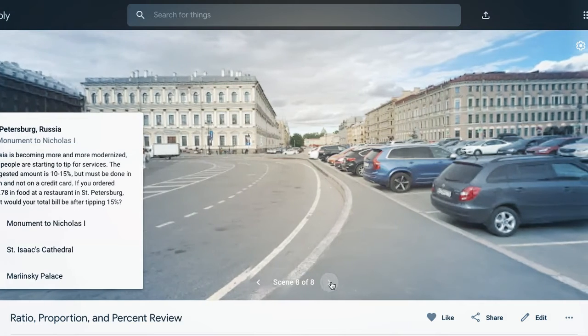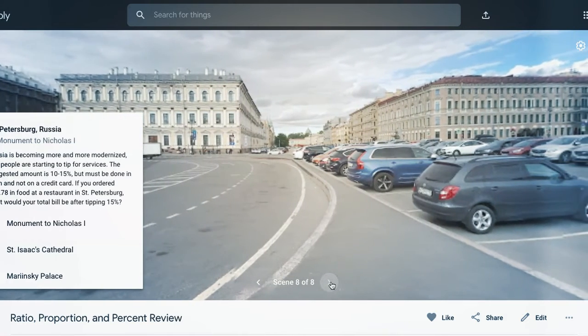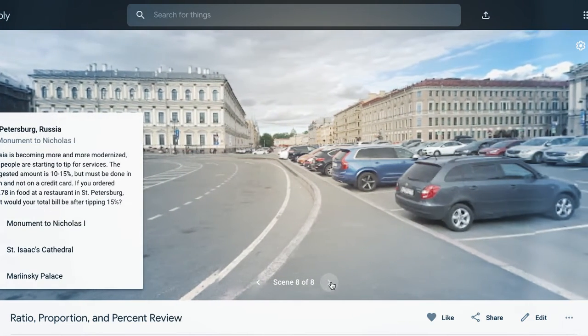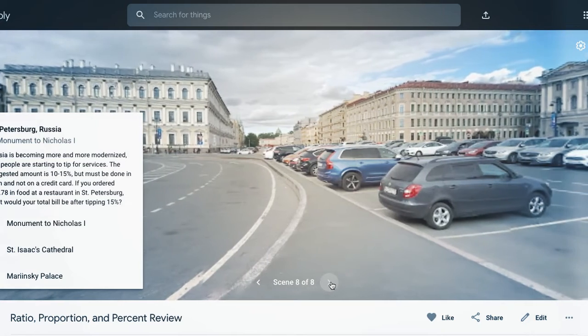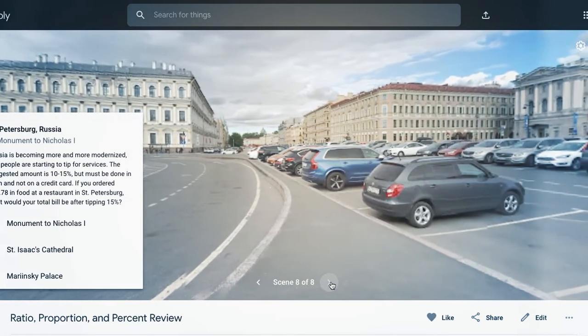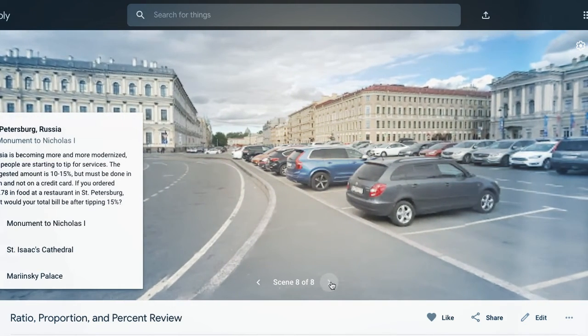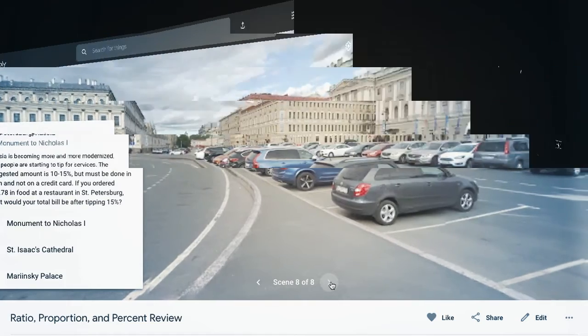It's one way to have them do math while they get to look at some places that are located throughout the world, get some interesting information for each of these places, and hopefully this is a lot more interesting than just taking a Google form quiz.